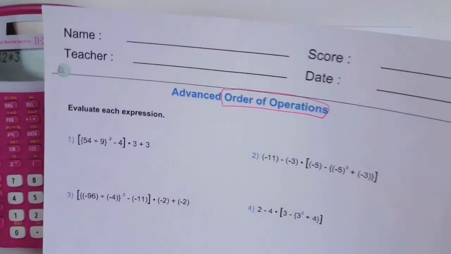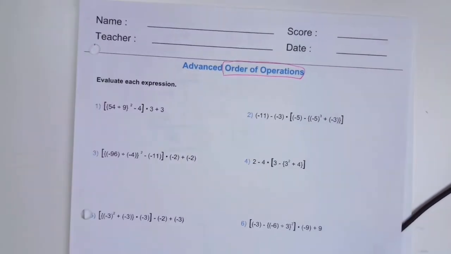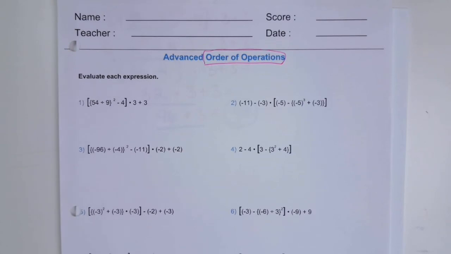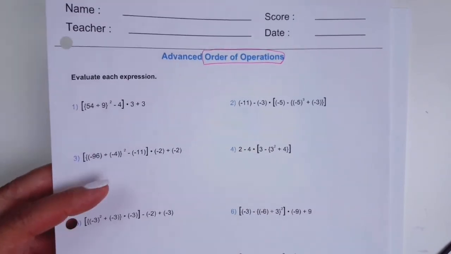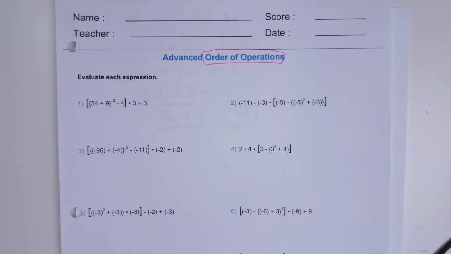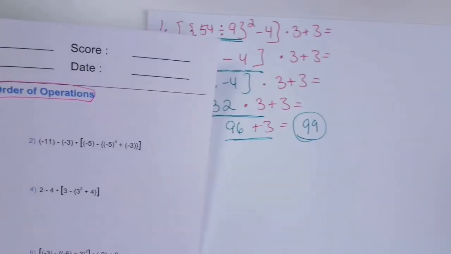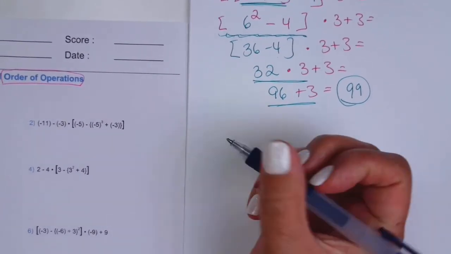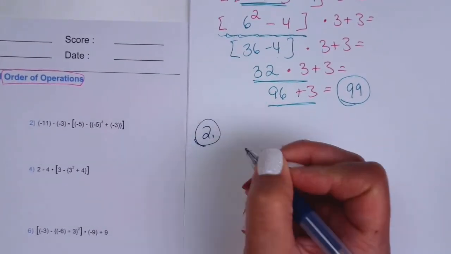Number 2 has a lot more parentheses and brackets, and they're basically called grouping symbols. So let's try to copy number 2 on a separate piece of paper so that we again have enough room here. So this is number 2.